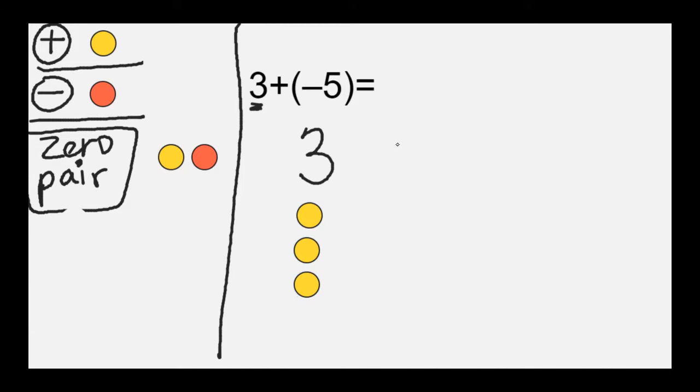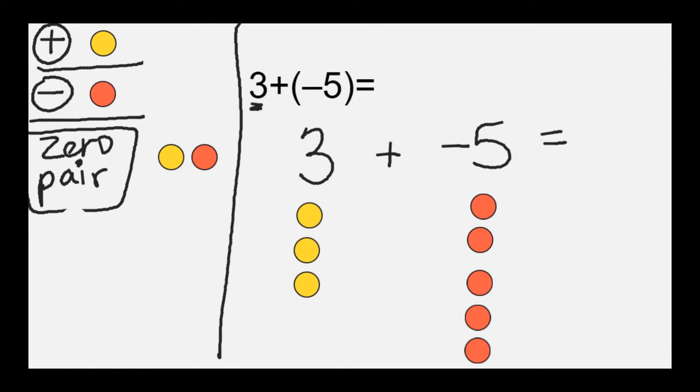Now let's go ahead and model negative 5. So we're going to use the red counters now. 1, 2, 3, 4, 5. And so when we figure out what this equals, we are now going to use 0 pairs.